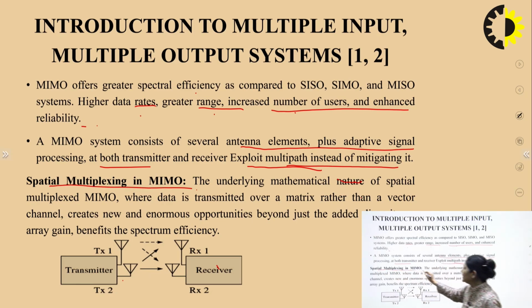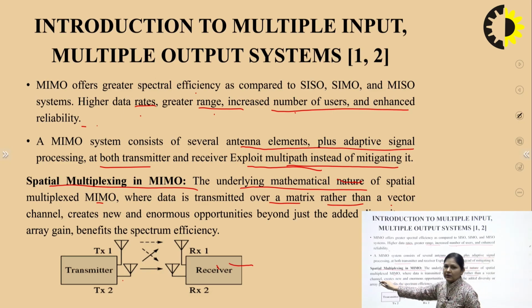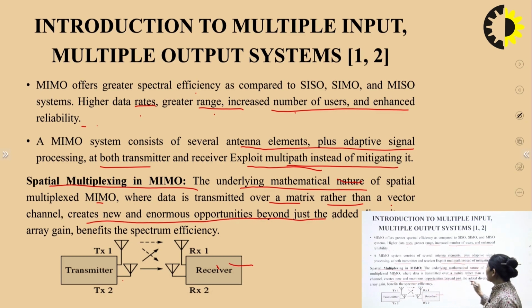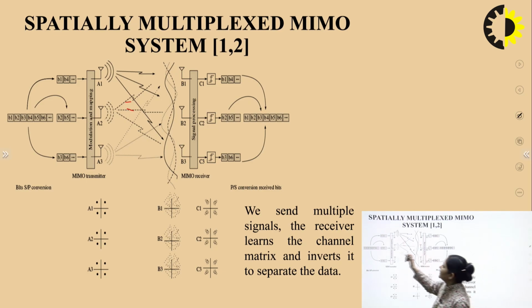Spatial multiplexing in MIMO. The underlying mathematical nature of spatial multiplexing MIMO is that data is transmitted over a matrix rather than a vector channel. A matrix signal is being used, creating new and enormous opportunities beyond just the added diversity or array gains, and benefits the spectrum efficiency. You can see here multiple antennas.